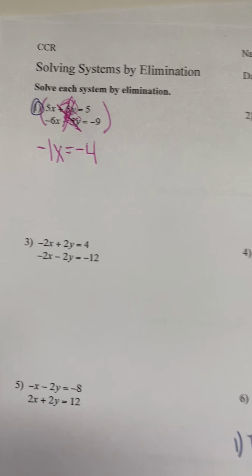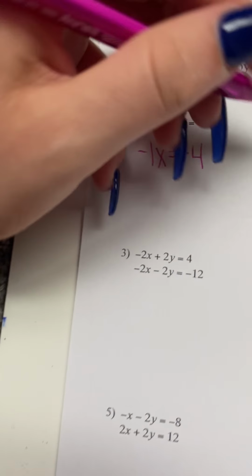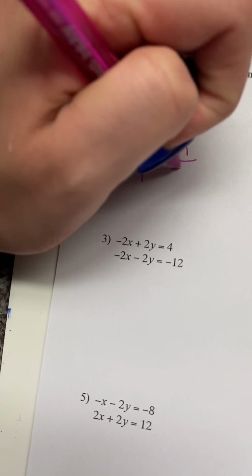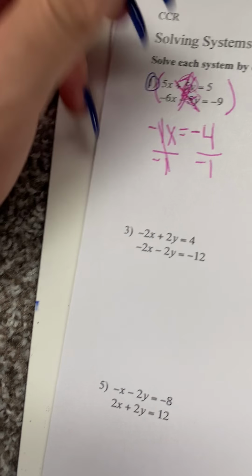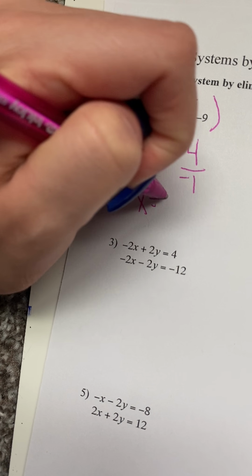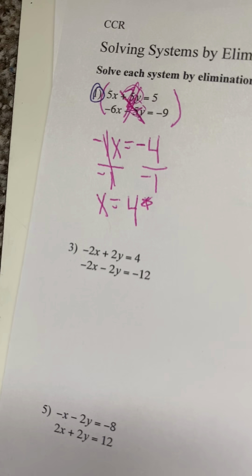All right, so now this is a beautiful one-step equation. Remember, we're going to divide by negative 1 on both sides. The negative 1's cancel. Then we're going to have x equals positive 4. Okay, star that number.